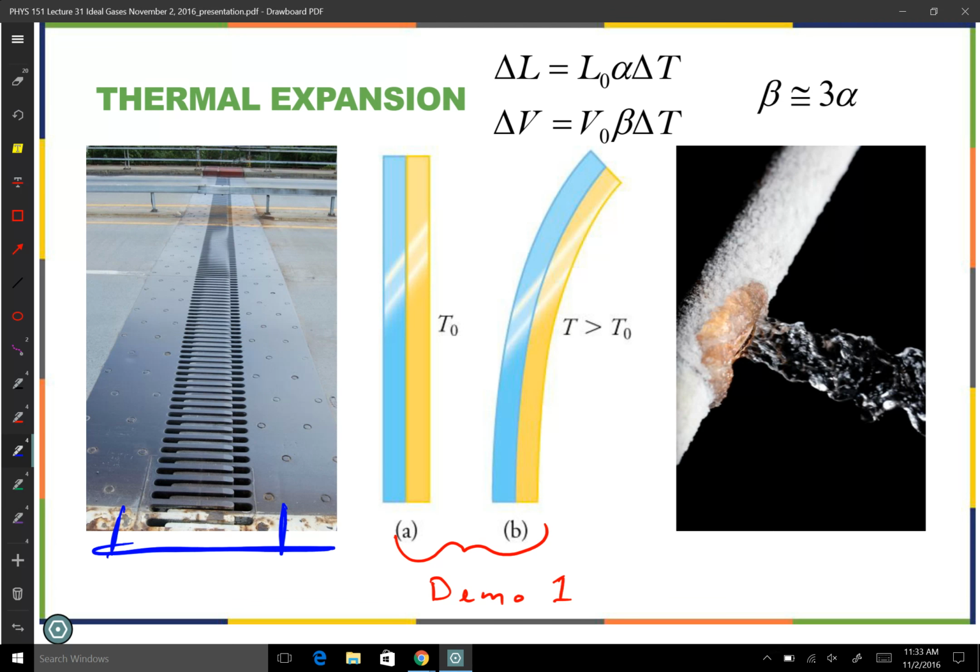One is the change in length for an object is equal to its original length, L0, multiplied by a parameter alpha that depends on what the material is, and then the change in temperature. What unit should I use for that change in temperature?